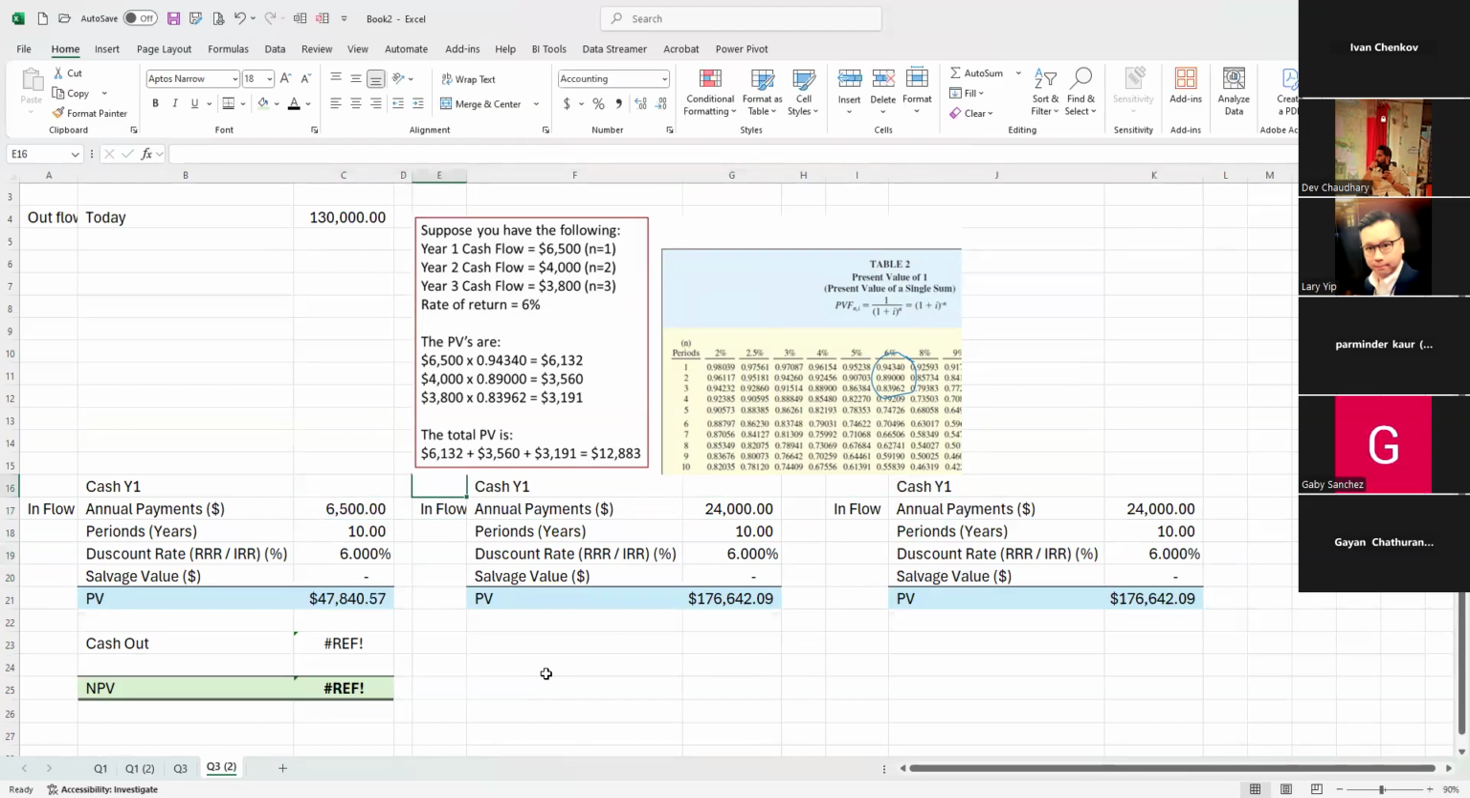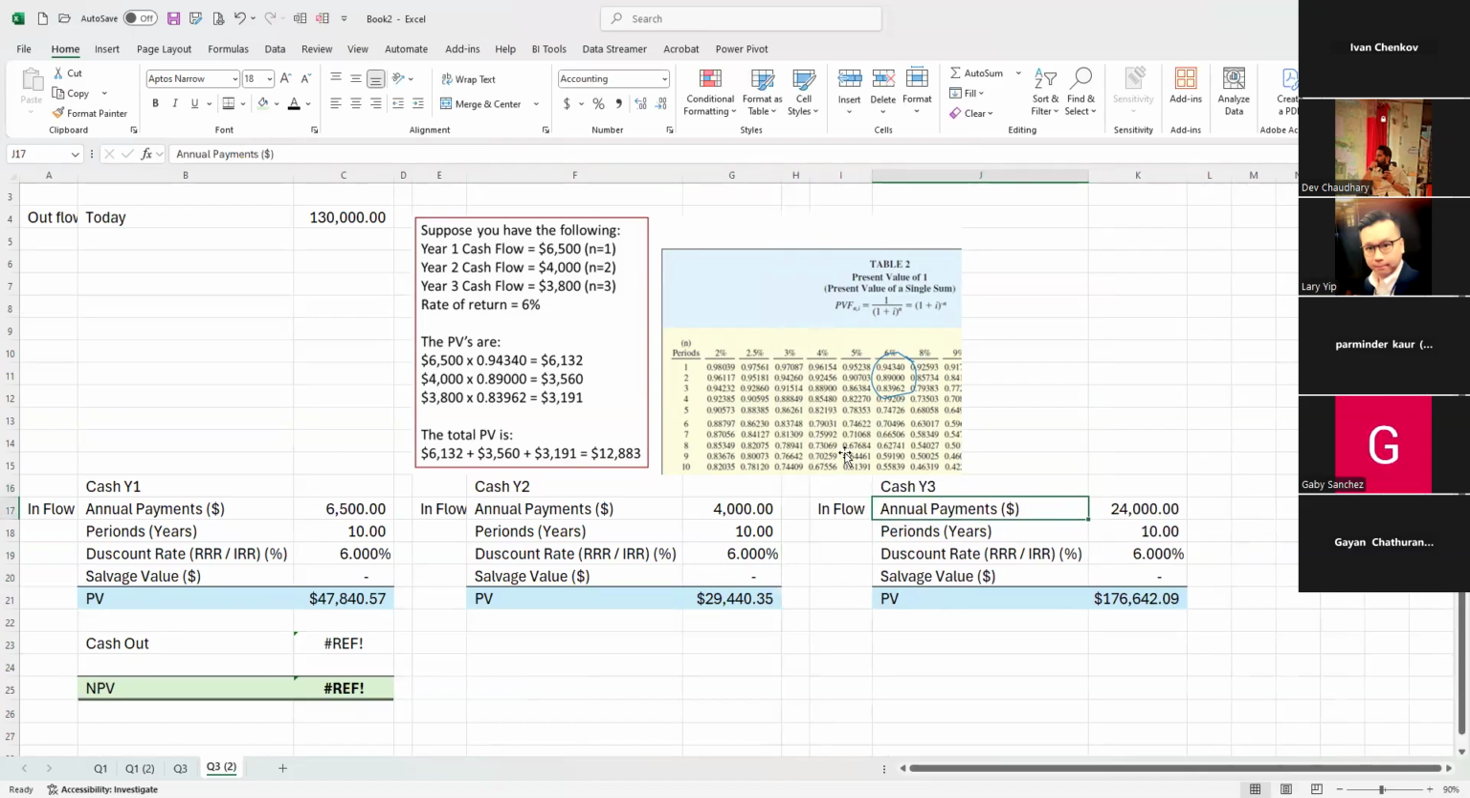$6,500. Year 2 we have a different amount, so we have to consider that amount. That will be $4,000. And in year 3, the cash inflow is $3,800. Then the next thing that we have to change is the periods. First we have one year, the second we have 2 years, and the third one we have 3 years.